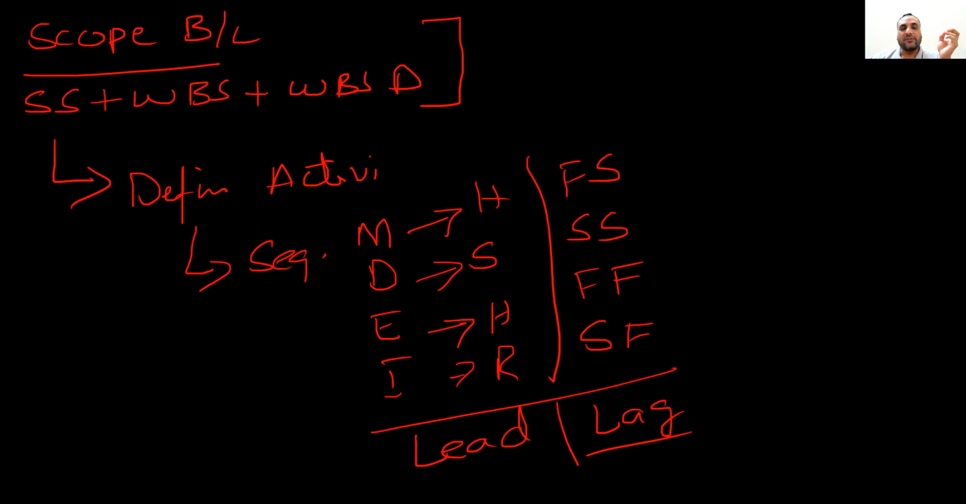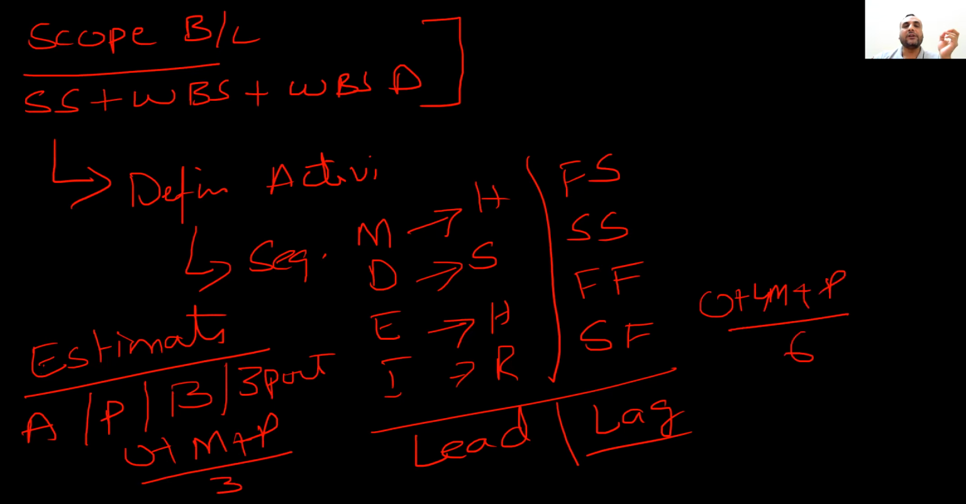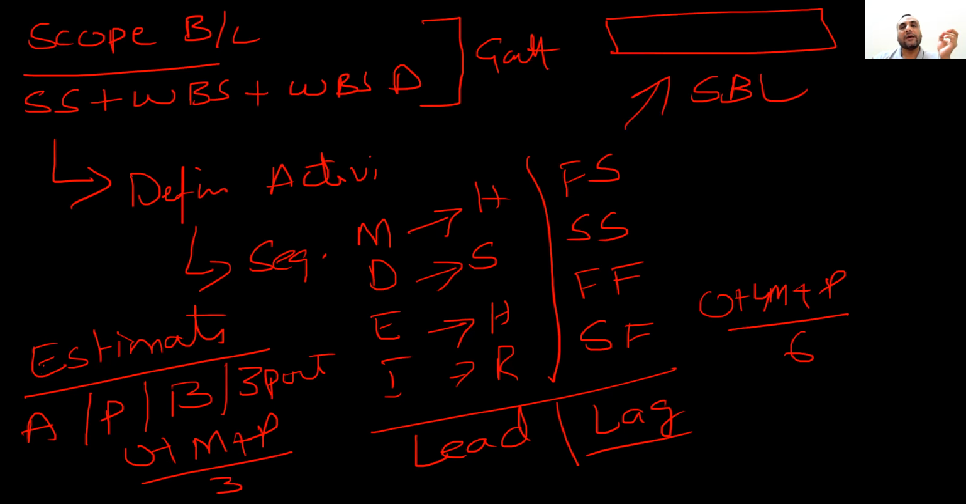So once we prepare the sequences, now what will I do? Estimations. To estimate in predictive, we have methods what? Analogous from the past, parametric with mathematics, and bottom-up, which is detailed. If we have uncertainties, we do the 3-point estimation, which is what? O plus M plus P divided by 3. We call it simple average, or we call it O plus 4M plus P divided by 6, beta, or third duration. Once we do this, we will be able to prepare the schedule, which is a Gantt chart type of thing. And once it's approved, it becomes the schedule baseline.